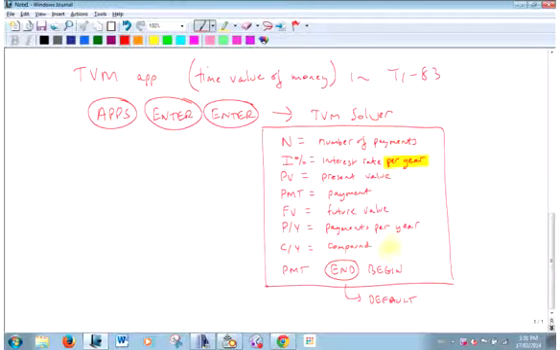Those are compound numbers per year, okay? How many times it compounds per year.